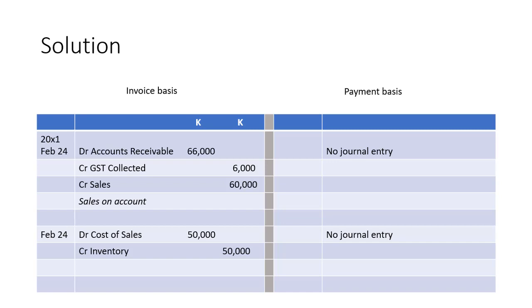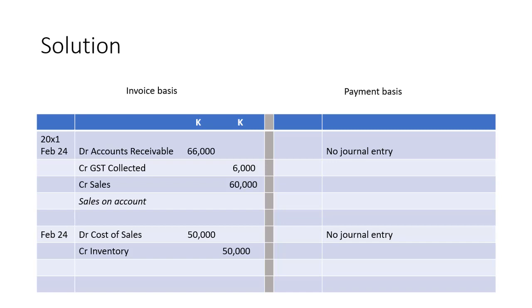Now on 24th, there was a sale. Under invoice basis, this is a sale on account, so debit accounts receivable 66,000. Credit GST collected 6,000, and then sales 60,000. So you notice that 60,000 here is the sales price. Then 10% of that will be 6,000, which is for GST. The total amount of the invoice on this transaction is 66,000 kina.